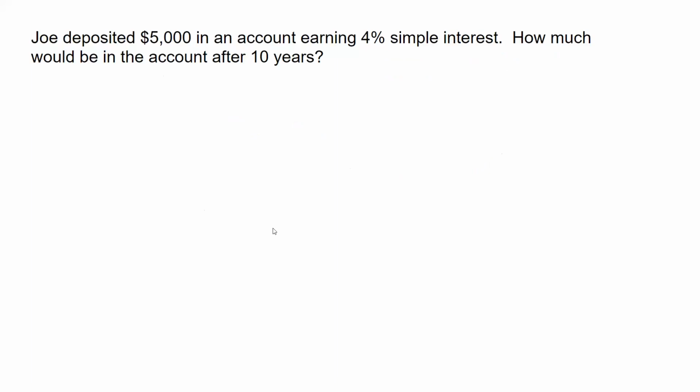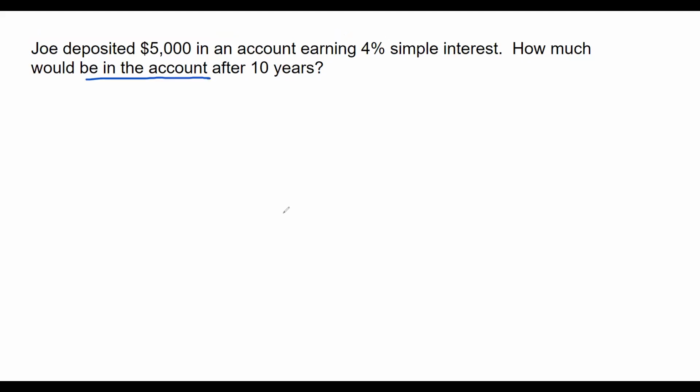Joe deposited $5,000 in an account, earning 4% simple interest. How much would be in the account after 10 years? How much would be in the account means we need to find the balance. So let's remember to add the principal at the end. But first, we do need to calculate the interest. I equals P times R times T. Here's our P, the big amount.